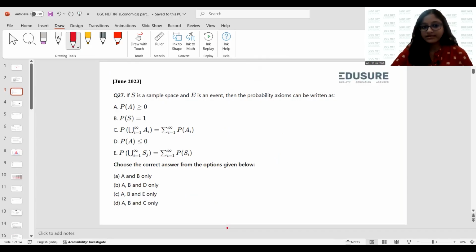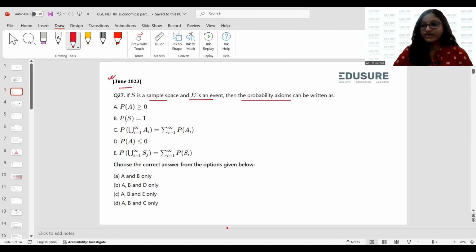So the first question, this is question number 1. Please take a look at this and try to solve it. This is a June 2023, recent question. It says, if S is the sample space and E is an event, then the probability axioms can be written as. What will be the probability axioms?